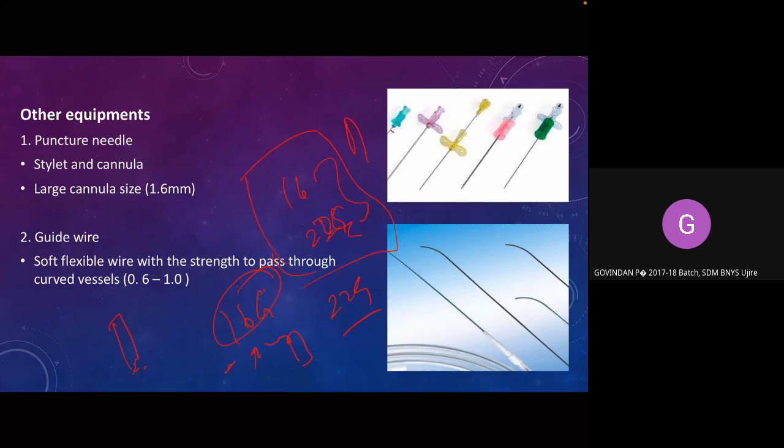What is the stylet? Stylet is the structure which is present inside the needle, and then you have a cannula. This thing which is pulled out is the stylet, and the outside thing is a cannula. A large cannula size of about 1.6 millimeter is there. Then we have a flexible guide wire. Why do you pass a flexible guide wire? Because you want to reach a specific artery, and through this you pass the guide wire and reach where you want to reach.